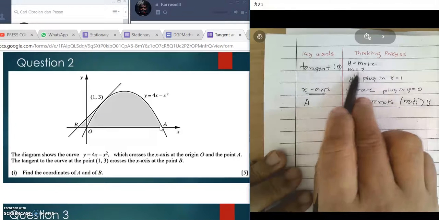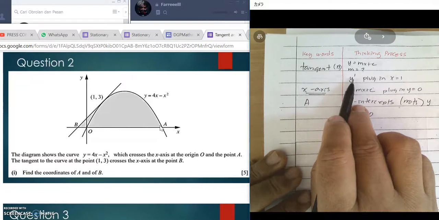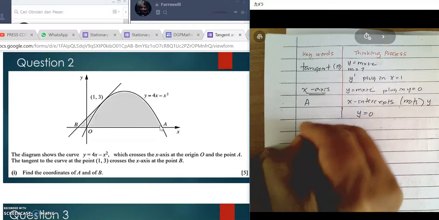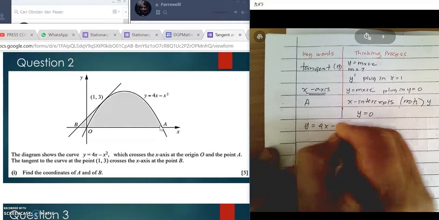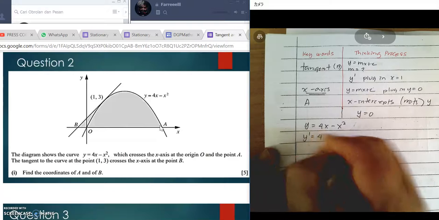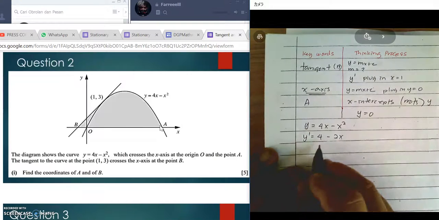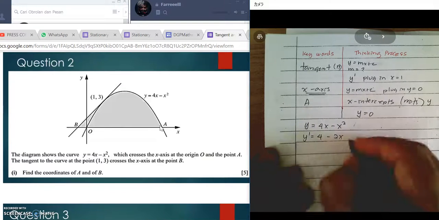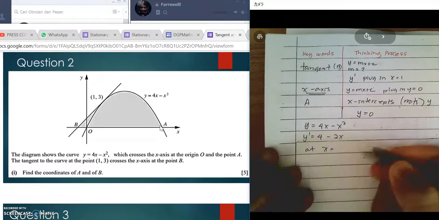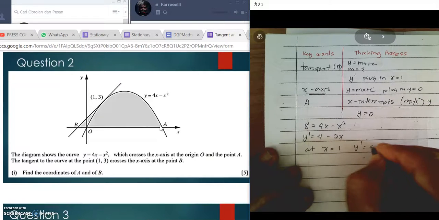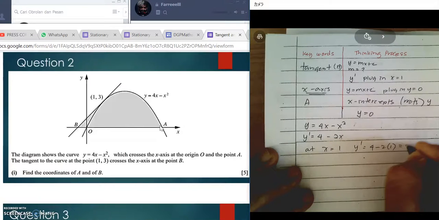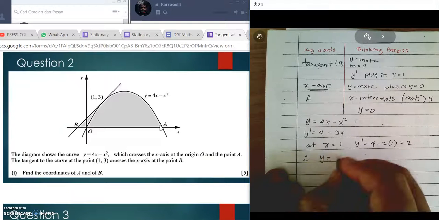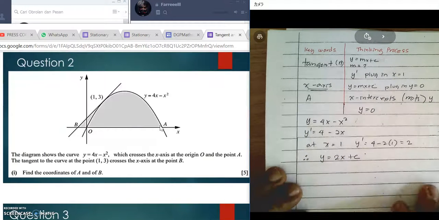Step number 1 is to find the gradient by finding the derivative. So you have your function y equals 4x minus x squared. The y prime of that is 4 minus 2x. After finding the derivative, as we have said, you need to plug in x equals 1. So at x equals 1, your y prime is equal to 4 minus 2 times 1, which is equal to 2. So therefore, your equation of the line is in the form y equals 2x plus c.